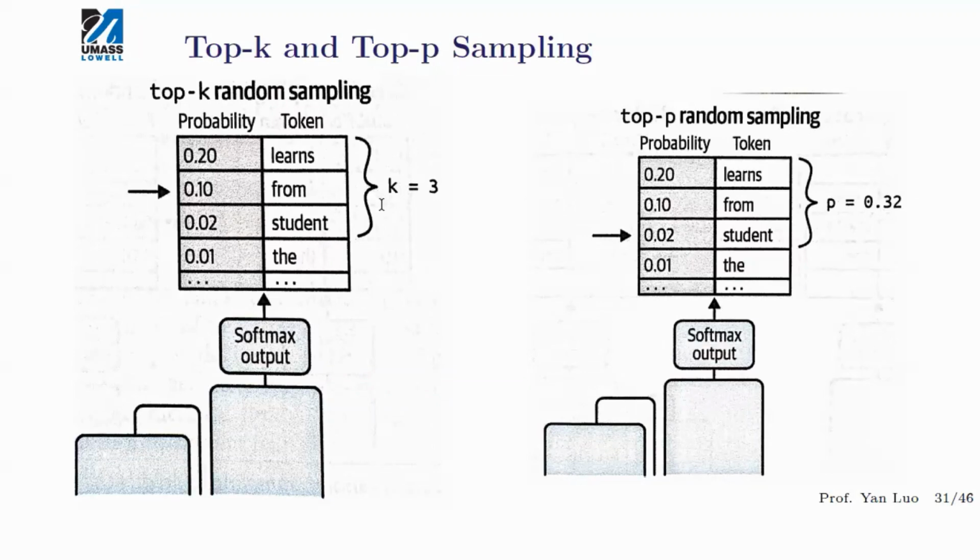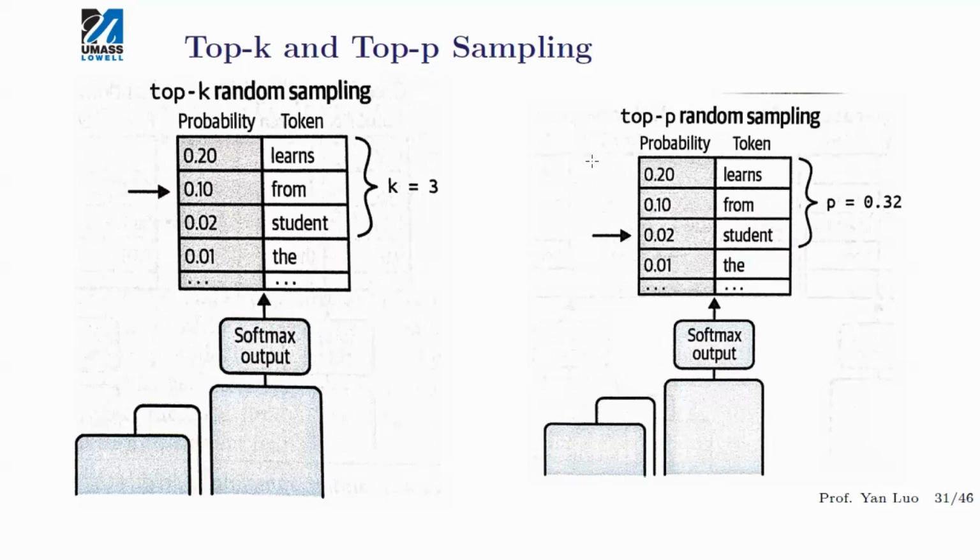For the top K random sampling, we rank these tokens by probability, and then depending on the K, we could choose from one of these three or choose one from the top 10 or 20 tokens. So we can have a range that we can set in terms of random sampling.